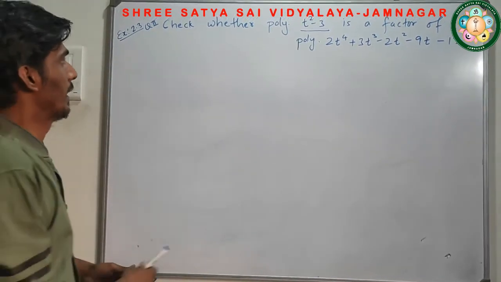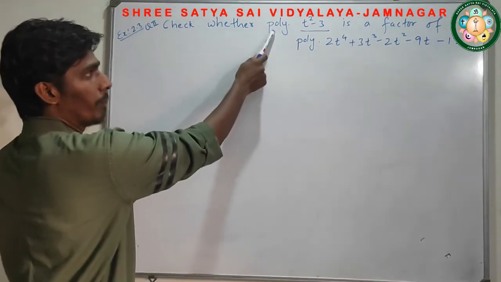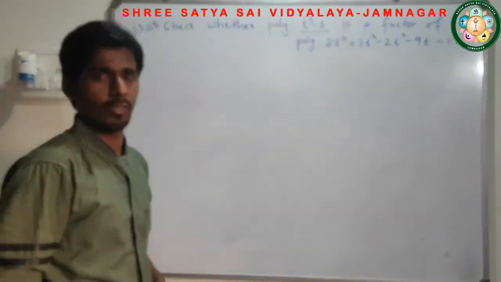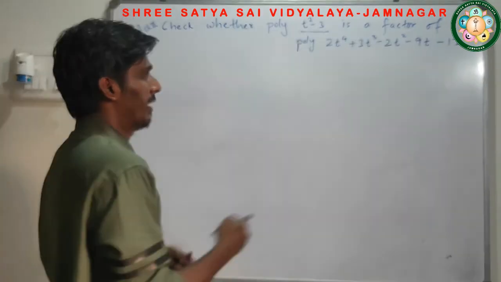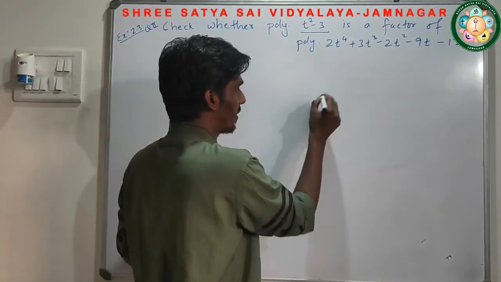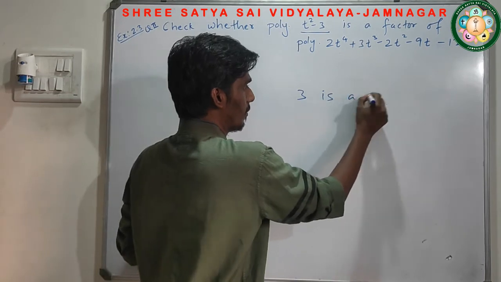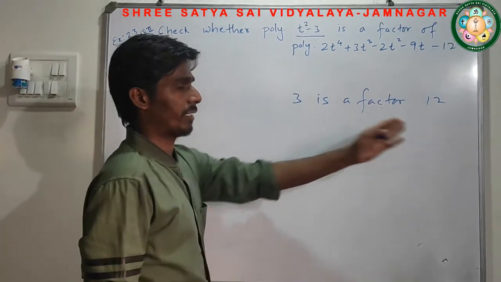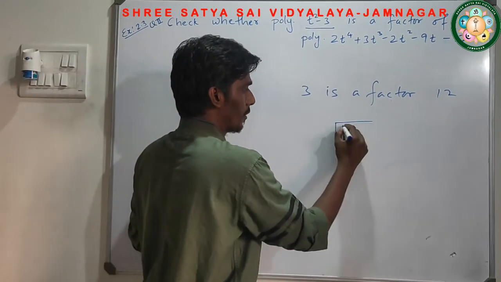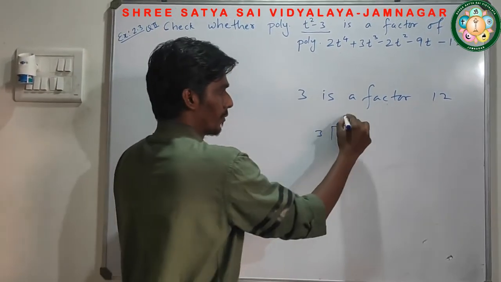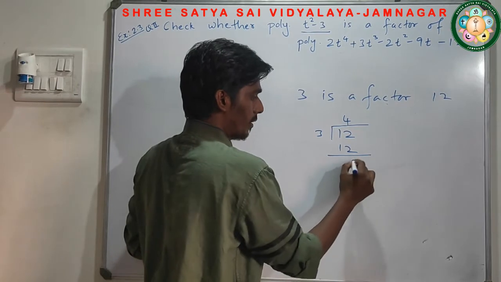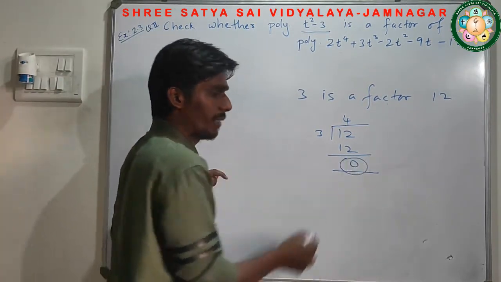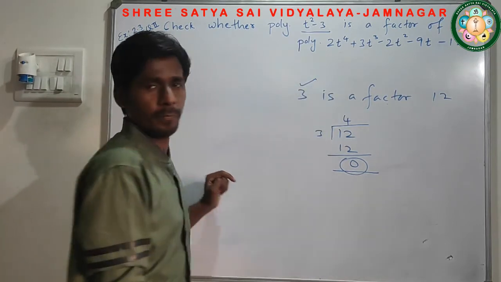2.3, second one. Here we have to check whether the polynomial t square minus 3 is a factor of this polynomial or not. To check its factor, let me give you one example. If I say 3 is a factor of 12, how are we going to find out? 12 divided by 3. 3 4s are 12. Remainder is 0. So if I am getting the remainder 0, I can see that 3 is a factor.